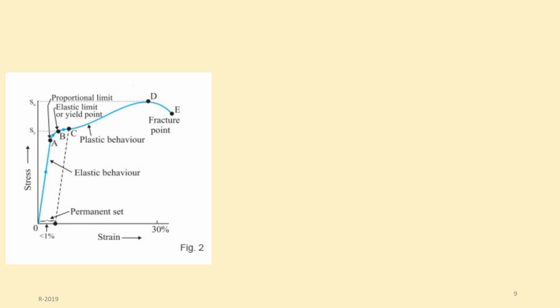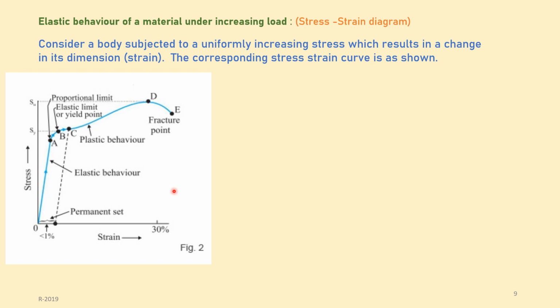So now students, we are about to learn the elastic behavior of a material under increasing load. I am trying to show you the stress-strain diagram. So let us consider a body subjected to a uniformly increasing stress, which results in a change in its dimension. So the corresponding stress-strain curve is as shown. Remember, strain is taken on x-axis, stress on y-axis. The graph is something like this.